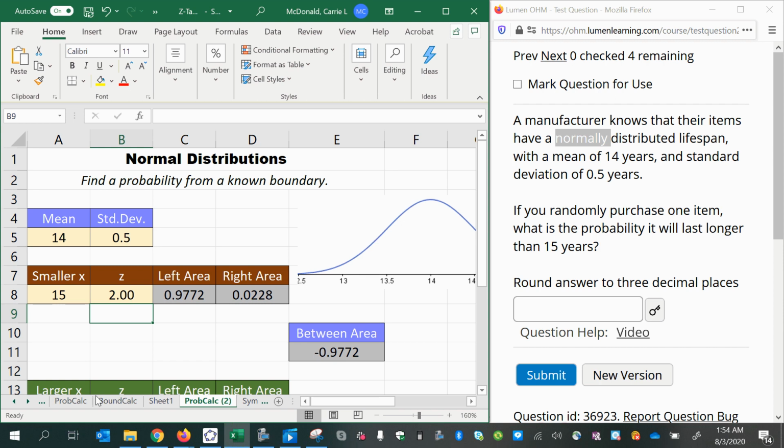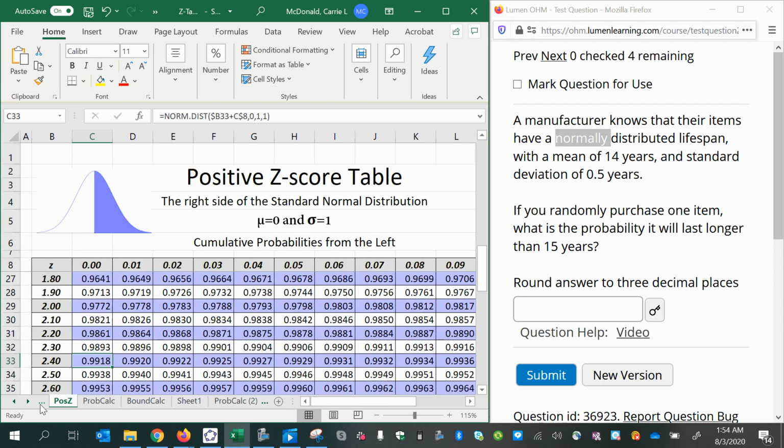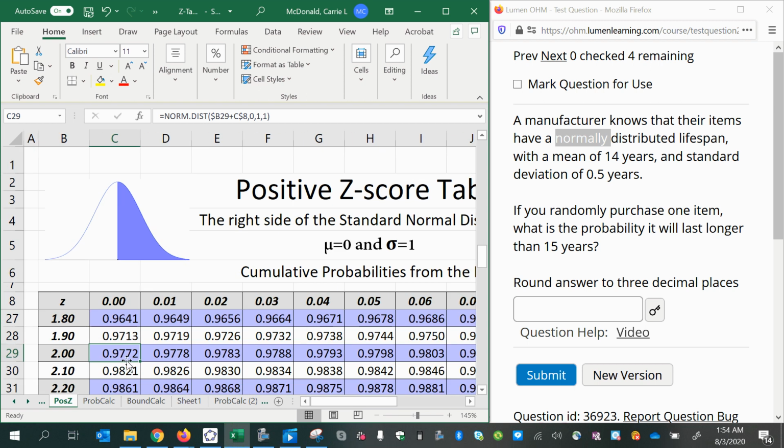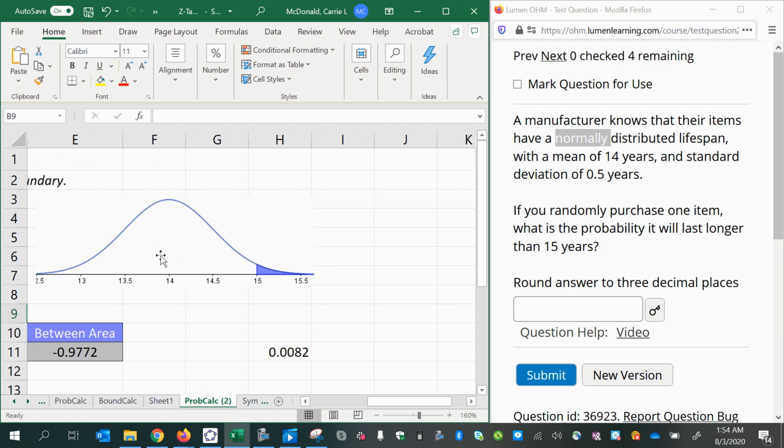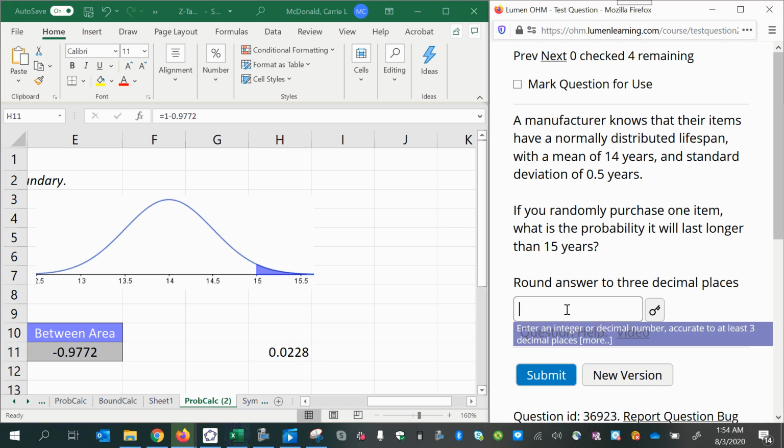Now with a z-score of 2, I can look that up on the z-table. For a positive z-score of 2, we have an area of 0.9772. Now, from the picture I have, 0.9772 in my sketch here should be the area to the left. So I want this area. So I can take the 0.9772, subtract it from 1, and get my answer. That rounds to 3 decimal places, 0.023.